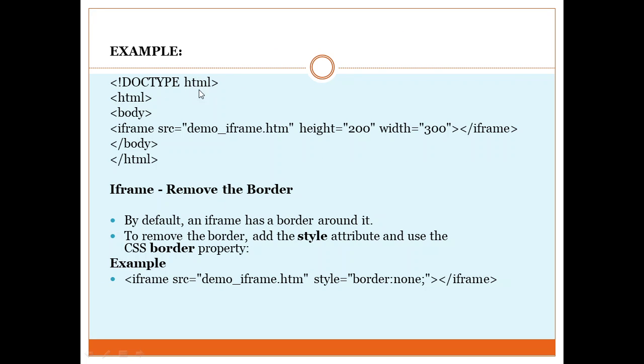This is the example program. Doctype HTML, body. Within the body I am specifying the iframe. Source is equal to demo underscore iframe.html, height is equal to 200 and width is equal to 300. I am closing the tag. Here I am specifying the height and width of that other web page within a frame.